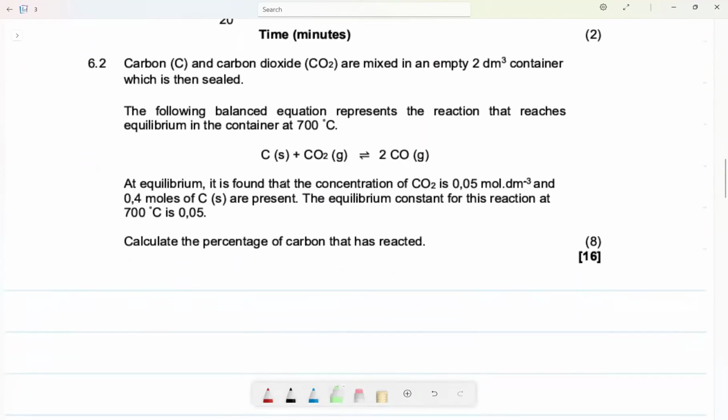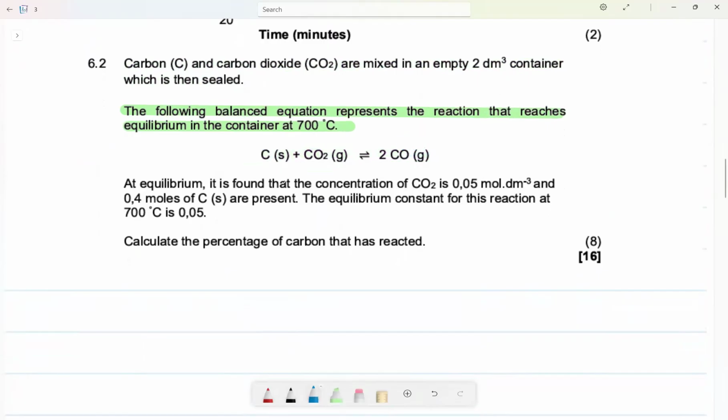Now we are told that carbon and carbon dioxide are mixed in an empty 2 decimeter cubed container, which is then sealed. The following balanced equation represents the reaction that reaches equilibrium at 700 degrees Celsius. Well, they use 700 degrees Celsius, not Kelvin, but it's fine. We have that and that.